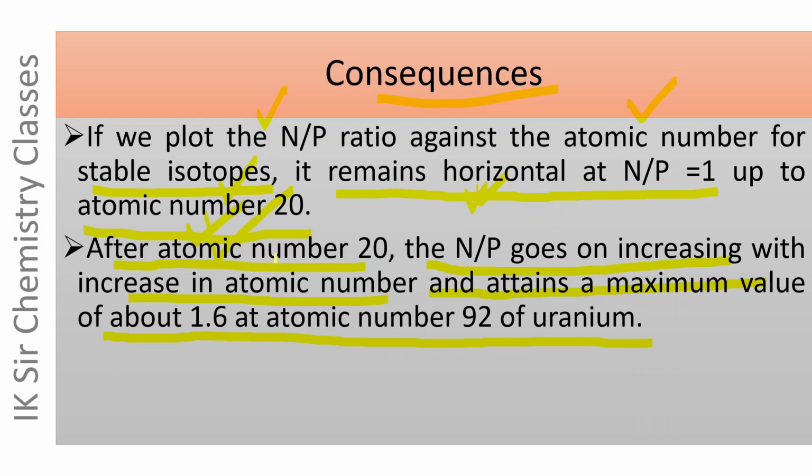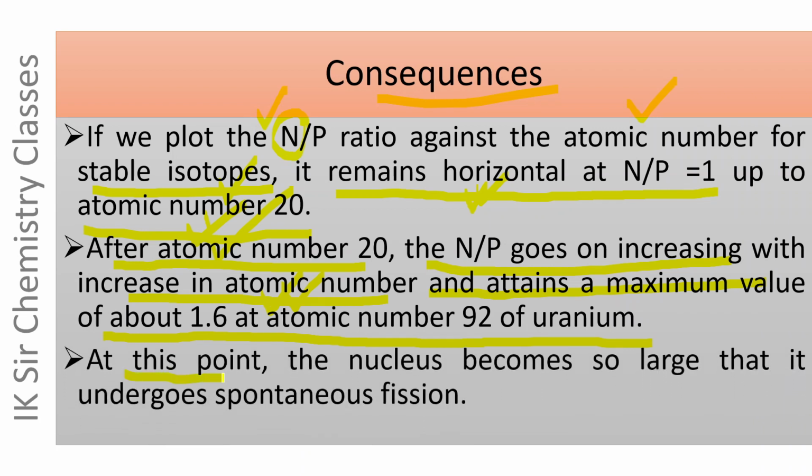After atomic number 20, the N by P ratio goes on increasing with increase in atomic number because the addition of neutron to the nucleus is preferred to the addition of proton, because the addition of neutron increases the attractive exchange force without increasing the repulsive electrostatic force.